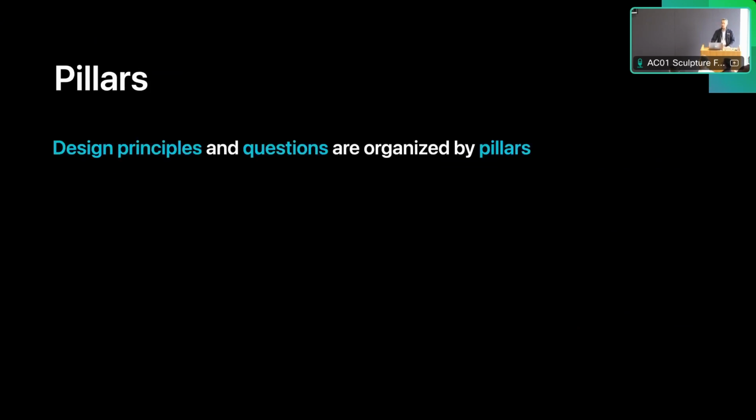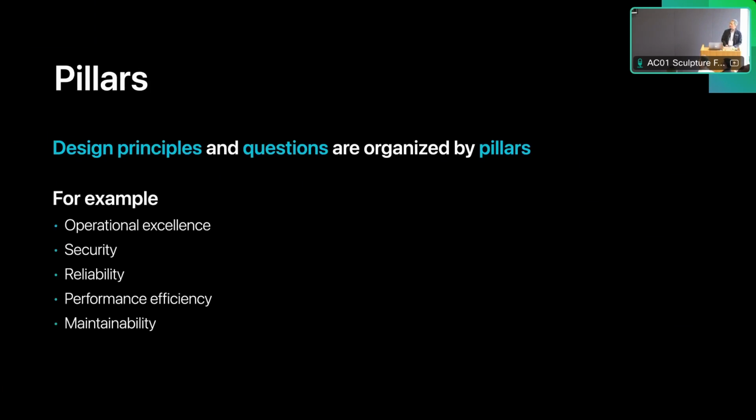Now, as you start to compile a list of questions, at some point the list might get a little long, and it can become helpful to organize it in certain ways. The word that we'll use for the category or group of questions is pillars, right? So design principles and questions, we're going to organize them into pillars. Here are some examples of pillars we might use. But again, this is customizable, and you can choose how you want to organize it. The ones that I'm proposing: operational excellence, security, reliability, performance efficiency, and maintainability.